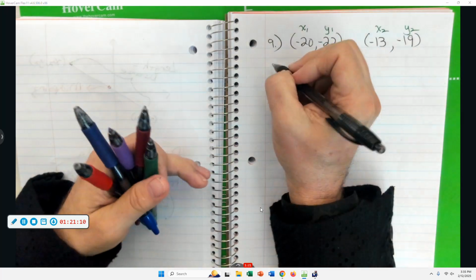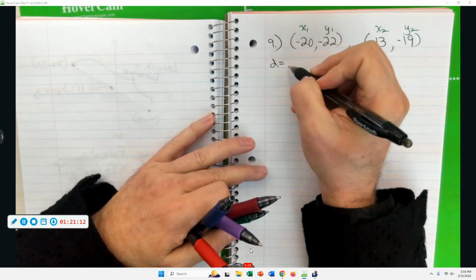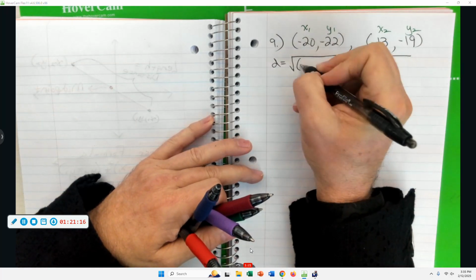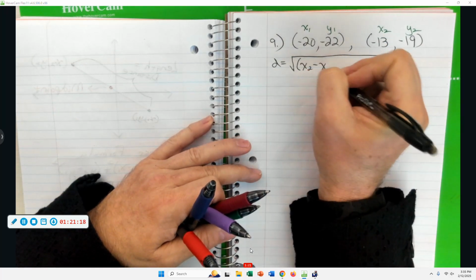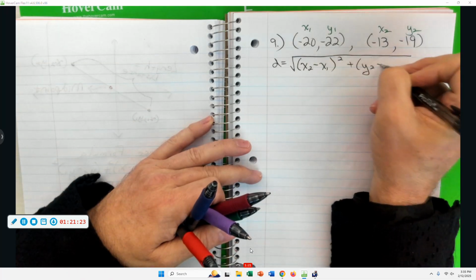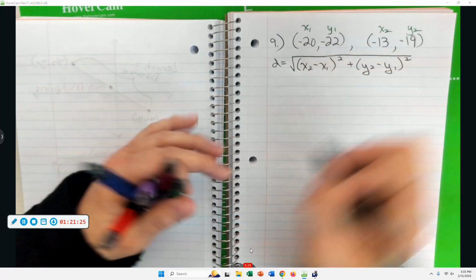And we'll find the distance. Just like the quadratic formula, I'm going to rewrite it. Remember, it's second x minus first x quantity squared plus second y minus first y quantity squared.